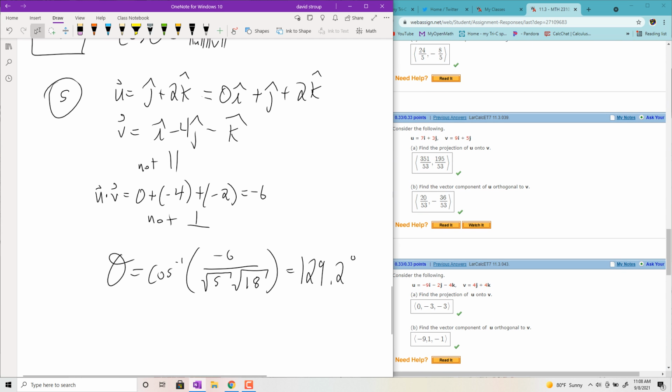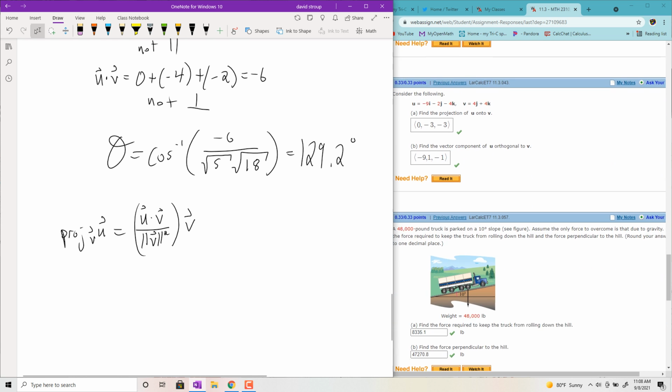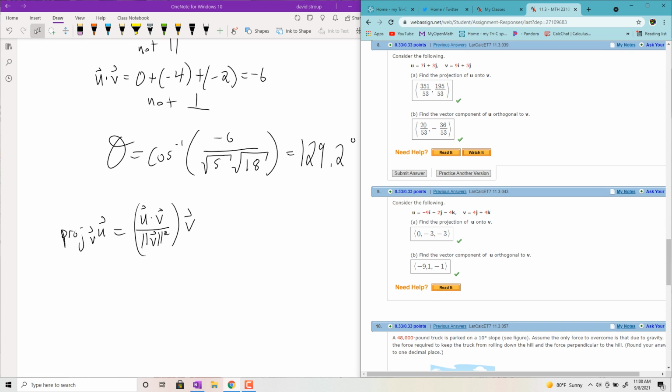We had projections in this section. So the projection formula, the projection of u onto v, would be u dot v all over the magnitude of v squared. That would be a scalar times this vector v. Okay, so let's find a projection problem. So we had some physics problems.